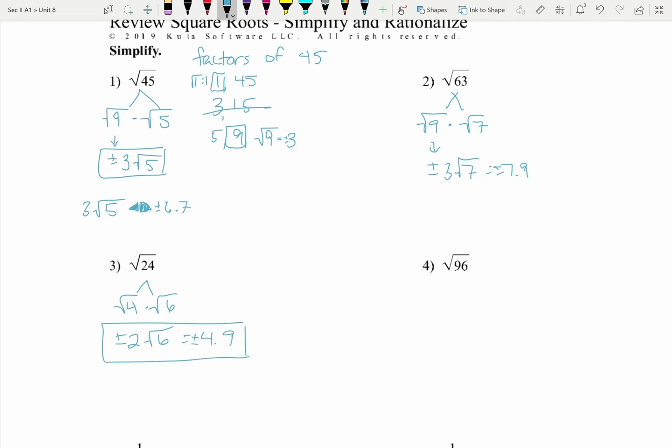Finally, we have 96. Honestly, it took me a while. I had to do that factor list, but I came up with the square root of 16 and the square root of 6. Square root of 16 is positive or negative 4. And if you convert that into a decimal, you get 9.8.